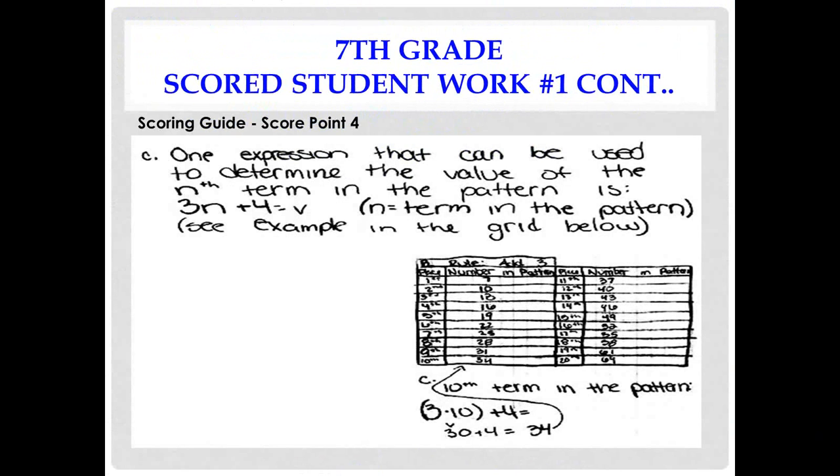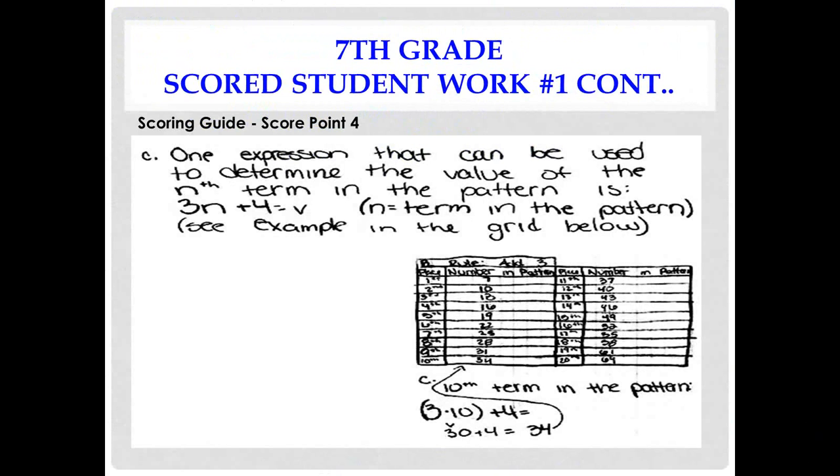Part C says, write an expression that can be used to find the value of the nth term of the pattern. So the student provided an explanation: one expression that can be used to determine the value of the nth term in the pattern is 3n plus 4. n equals the term in the pattern, and it says see the example in the grid below.